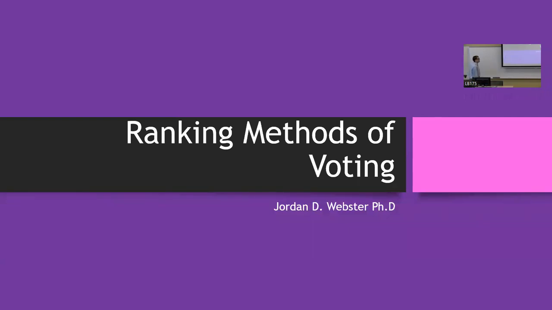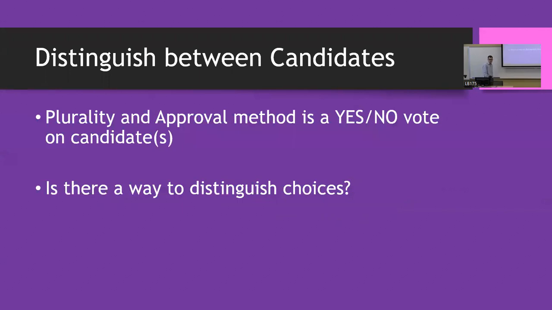What we get into now is what's called the ranking methods of voting. So these are still methods of voting, but using a ranking of who I like the most to who I like the least. All right. So this is where we get to distinguished choices, and show everyone how we distinguish choices.